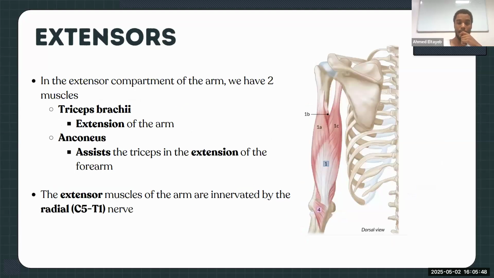For the extensors, we have two muscles. Mainly is the triceps brachii. Triceps for three heads. Triceps brachii is responsible for extension of the arm, so bringing it back like this. And the anconeus is a muscle which sits just around your elbow joint. It helps the triceps in extending the forearm. And the extensor muscles of the arm are innervated by the radial nerve. And you need to know the roots. So the musculocutaneous goes from C5 to C7, and the radial nerve goes from C5 to T1.